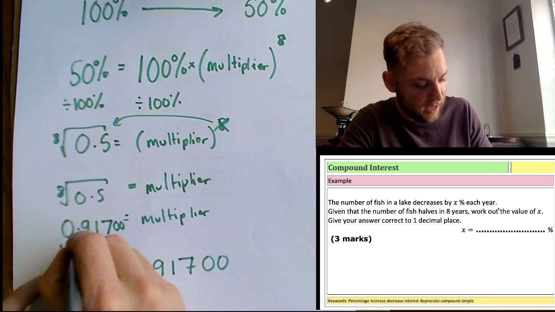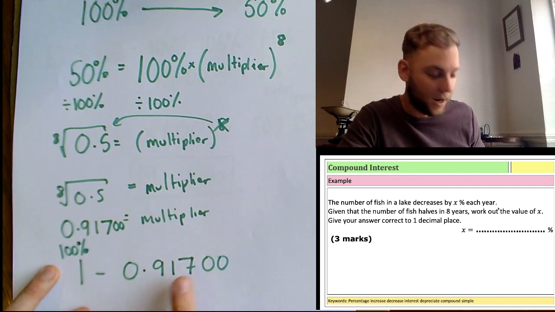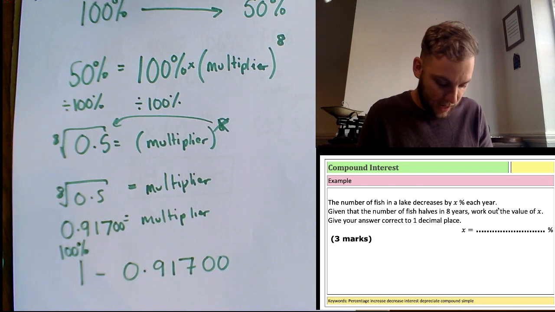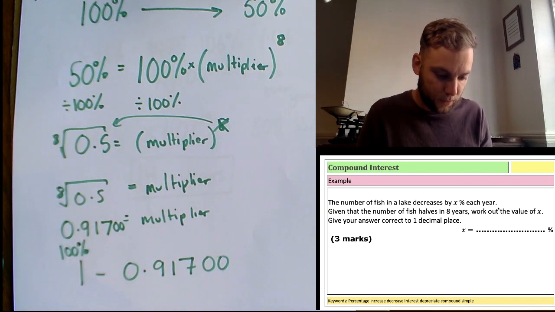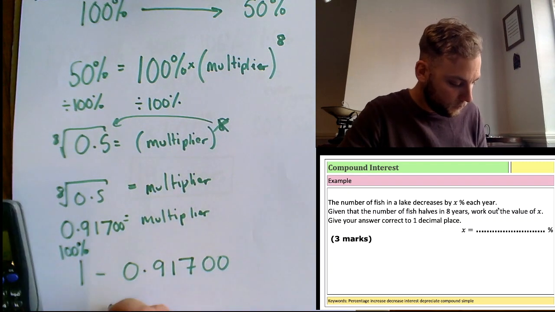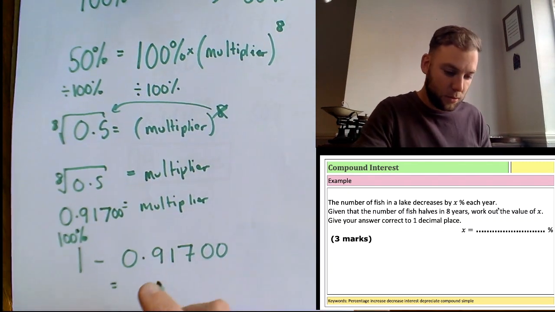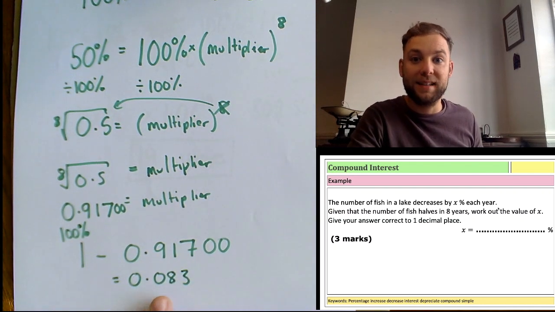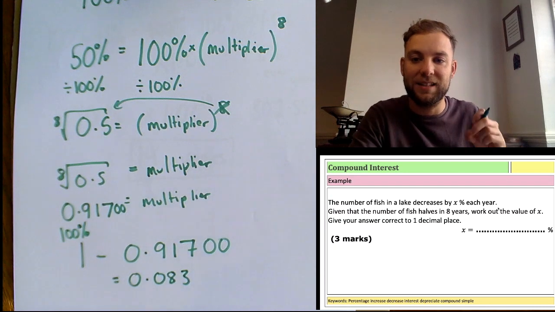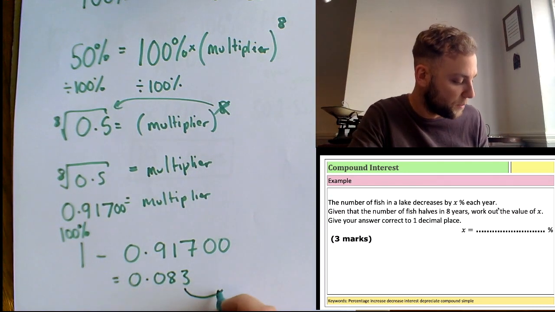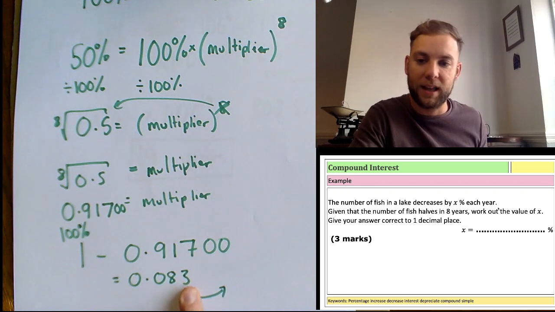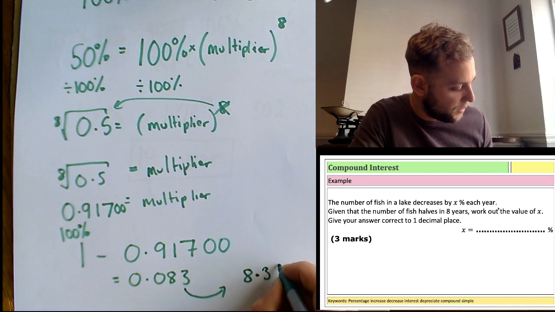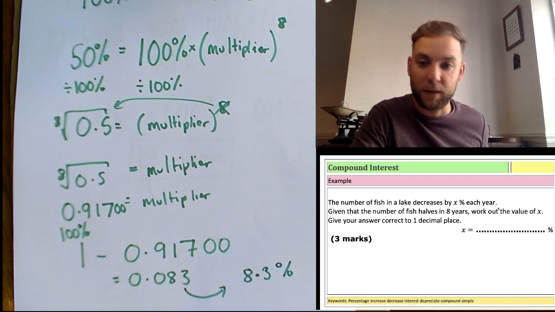Remember that this is 100% and I've reduced by this, okay? So it's going to be 1 minus 0.91700, which in this case is equal to 0.083. But remember, this is the decimal, but we want it as a percentage. Now, percentage means out of 100, so I need to convert this into a percentage. Now, 0.083 would be 8.3%. So this is what it's been reduced by.